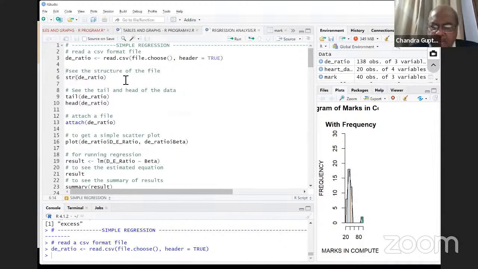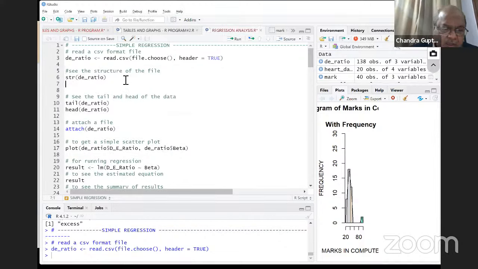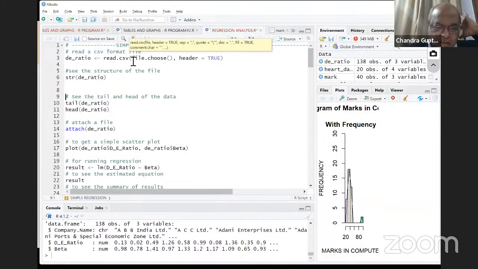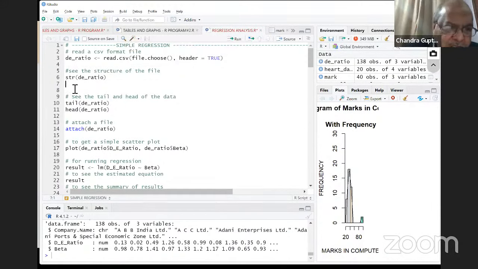So if you want to see the structure of it, that's the, sorry. So we have two numbers here, the debt equity ratio or the beta of a company. I mean, you can think of them like X and Y. So what I do is I can convert them into X and Y and work with it.